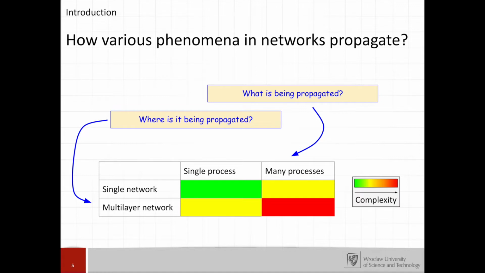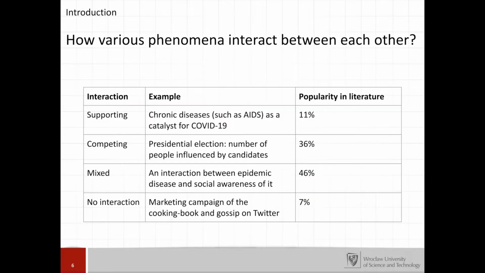The last 2 options bring the possibility of spreading multiple processes that can interact with each other. Thus, in addition to modeling each phenomenon, we also need to model the interactions between them. Here, we briefly describe the 4 possible variants of interactions. Firstly, we can distinguish supporting processes that mutually support each other by increasing coverage and velocity.